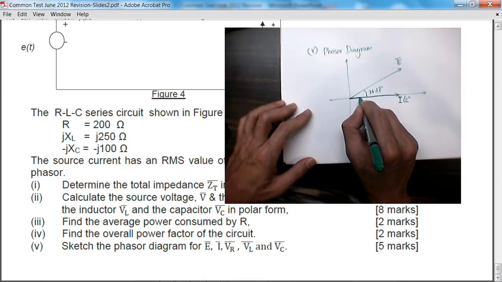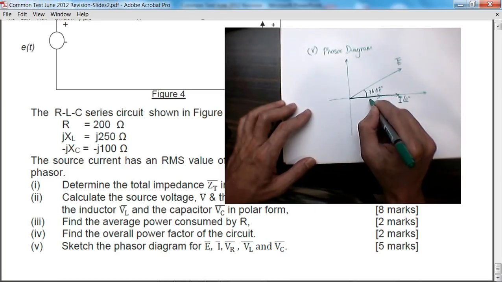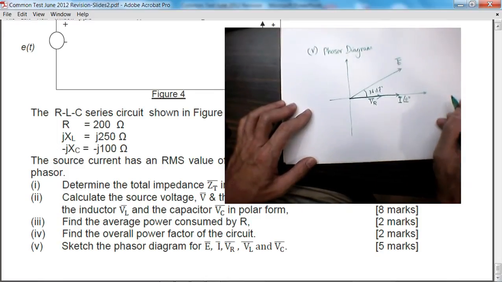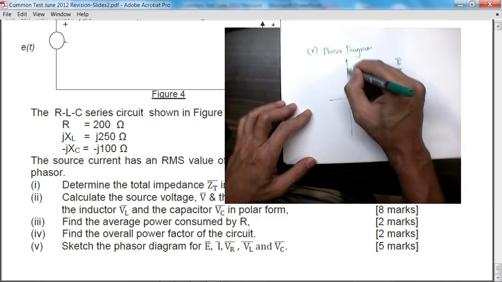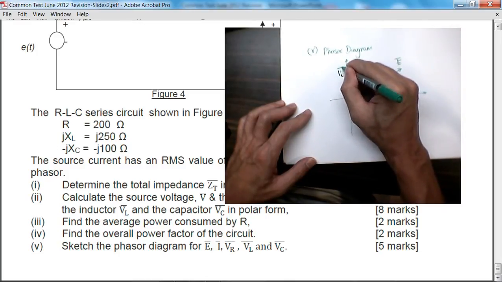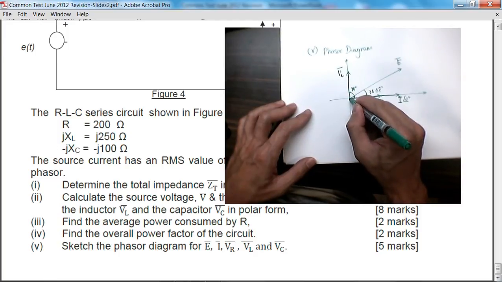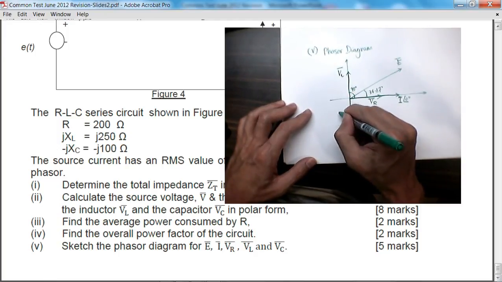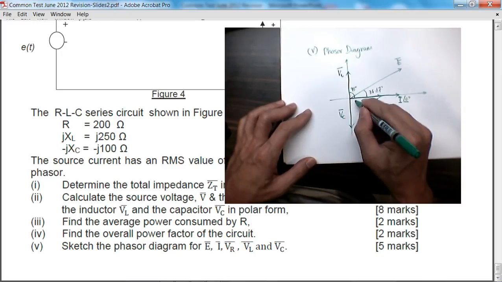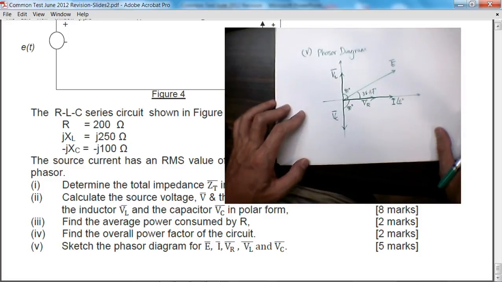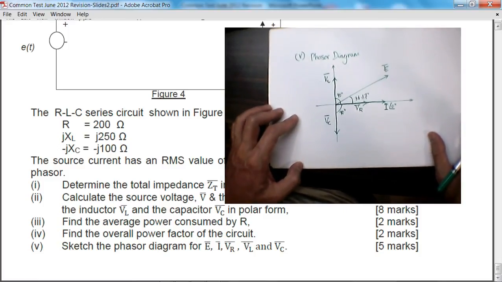The voltage across the resistor is in phase with the current, so this is VR. The voltage across the inductor is plus 90 degrees, so it should be going upward. It's VL, which is at 90 degrees. And we have VC, which is going the other way, at minus 90 degrees. Okay, here you are. This is the phasor diagram and the final answer to this question.